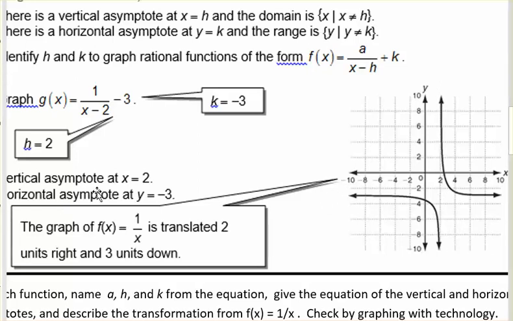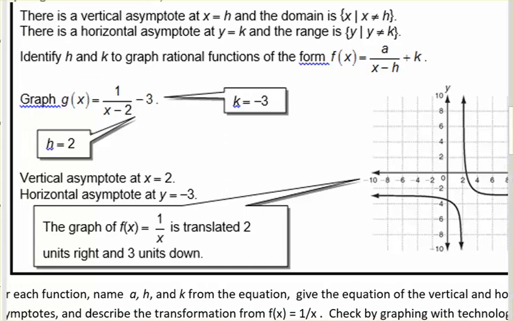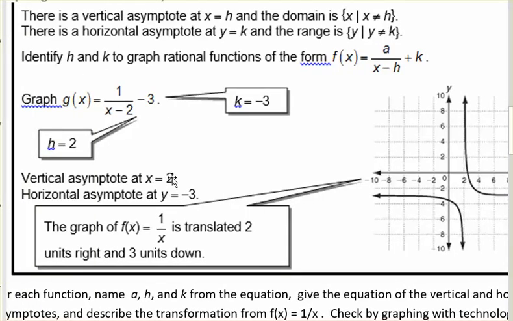So you can tell from the graph or from the equation that the vertical asymptote is at x equals 2. We can tell that from the equation right here, because if we set x minus 2, the denominator, equal to 0, we would get x equals 2. That's the vertical asymptote. That would be the line. I'm going to draw a line here, right there.